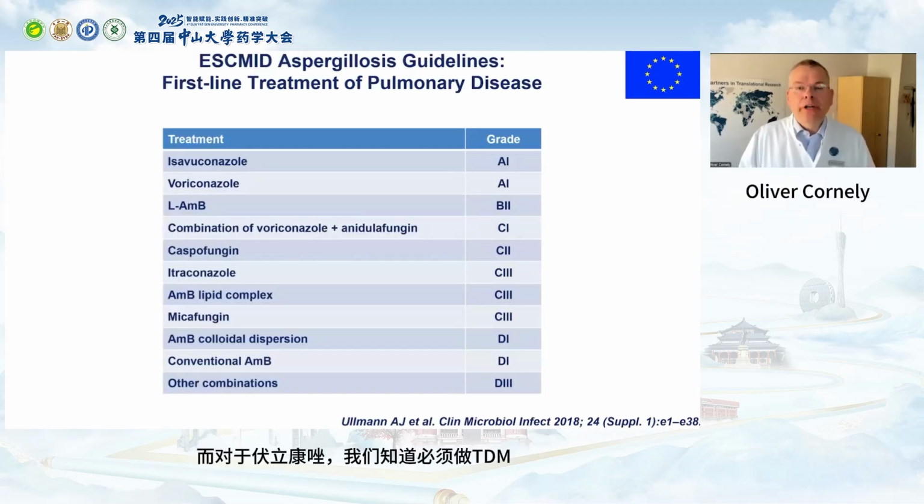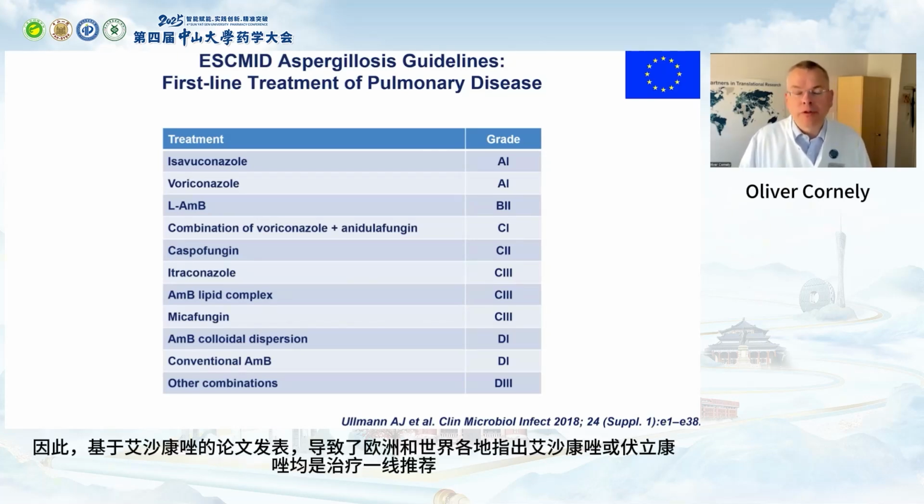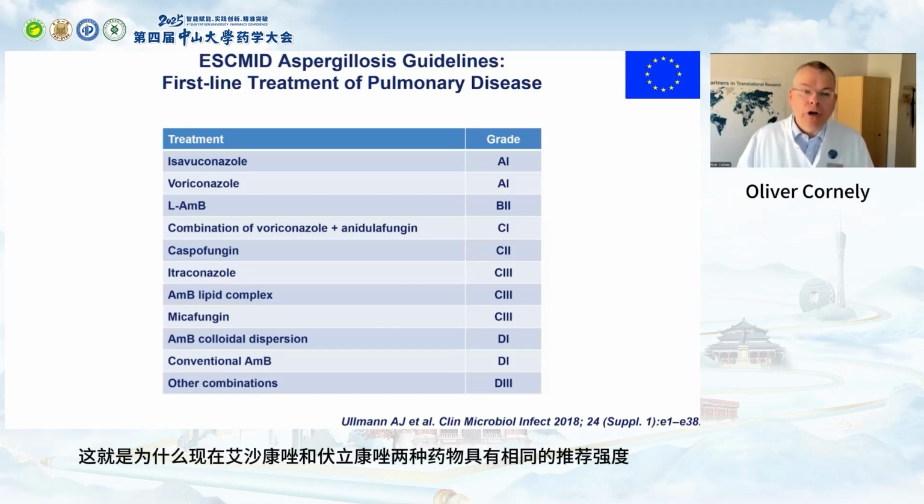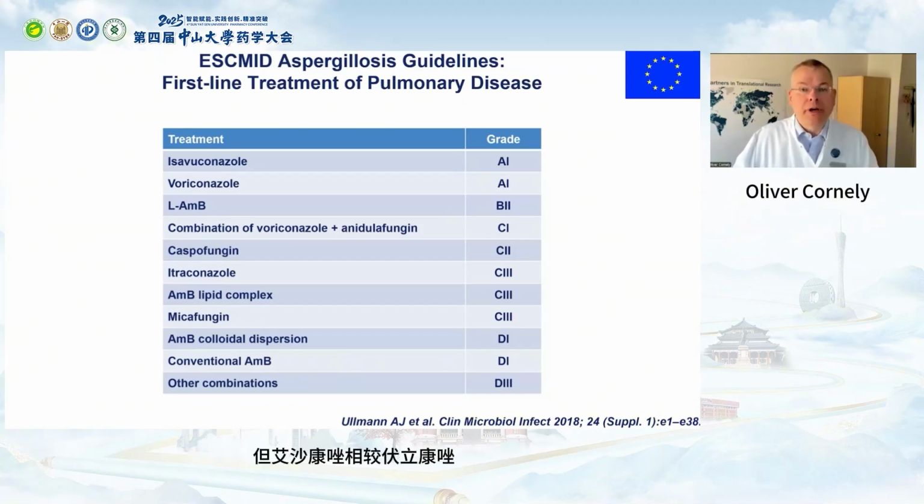So that led already a few years ago, basically in the moment where the paper was published on isavuconazole that I shared the results with you, to this recommendation in Europe and basically all parts of the world that there is an A1 recommendation, so a strong recommendation based on randomized evidence, to go for isavuconazole or voriconazole. And that is why we do have two that are recommended with the same strength, but isavuconazole: less toxic, easier to handle, less drug-drug interactions, etc.